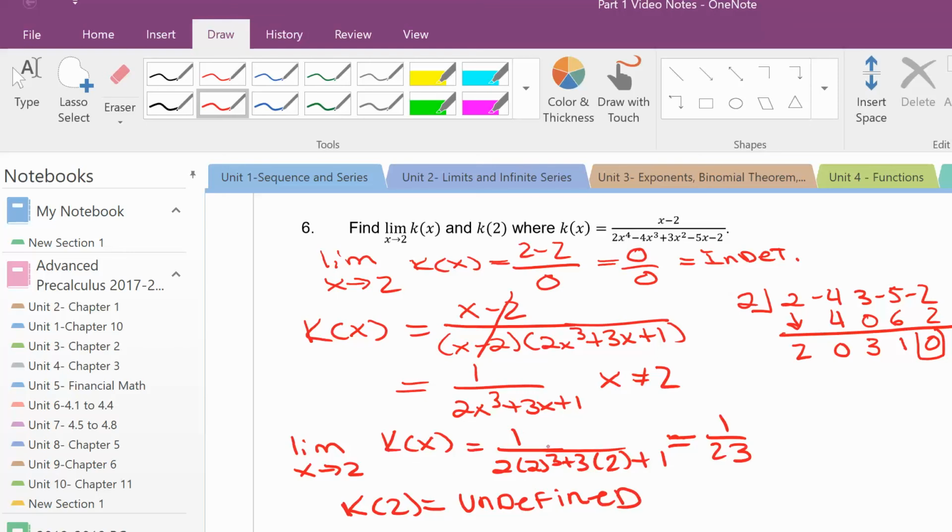So I don't know if you caught that, but when we simplify by factoring, we then substitute in the 2, and then we get 1 over 23. Now k of 2 is undefined because x cannot equal 2.